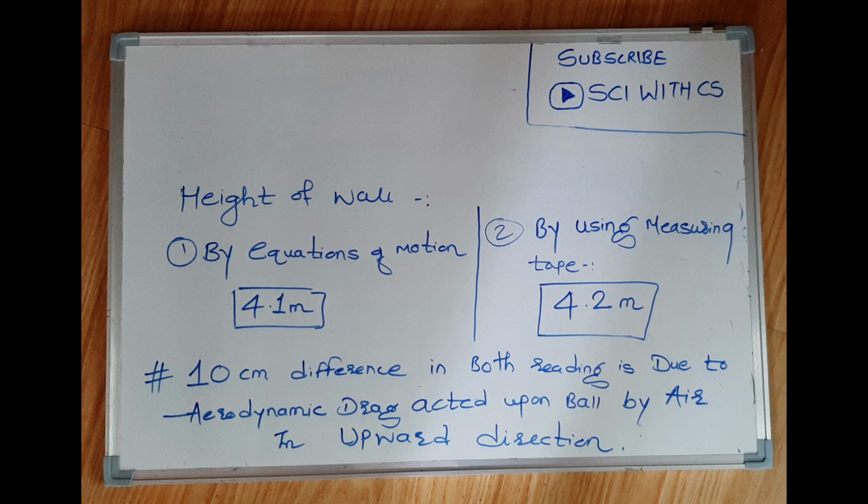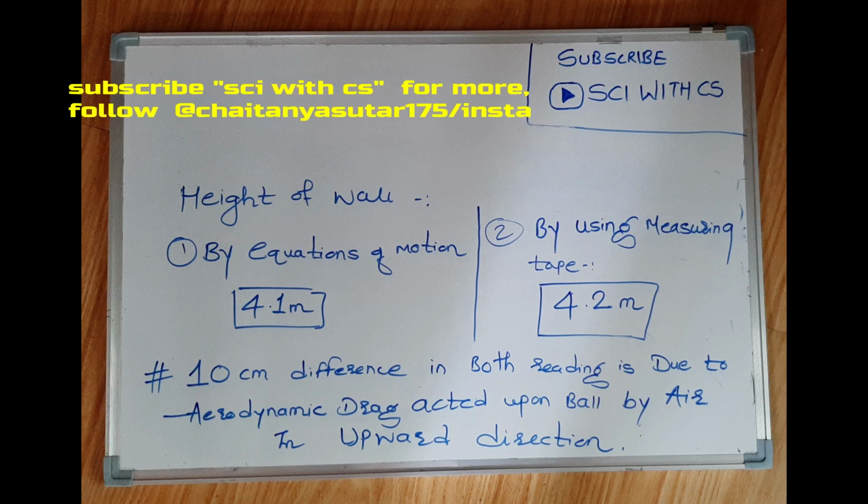as measured by the tape. Here you can see the comparable difference between the 2 readings, measured by the actual tape and calculated by the equation of motion. So the answer calculated by the equation of motion is 10 centimeter less than the actual one. This is because when the ball was falling down, it experienced aerodynamic drag in an upward direction, so it slows down its speed in actual. We haven't considered this in our equations.